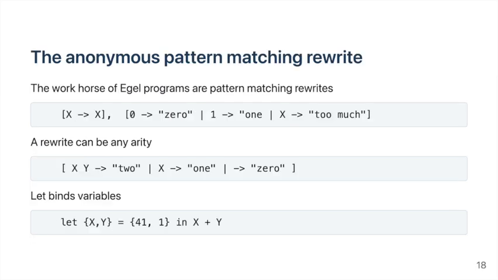The workhorse of the Egel language is the anonymous pattern matching rewrite. Variables are always in uppercase to discriminate them from constants. You can either bind variables or match against constants in a pattern. The pattern matching rewrite may consist of multiple alternatives, in which case they are matched in order. Different from other functional languages, a pattern matching rewrite in Egel can be a mix of any arity. Let is just another form of syntactic sugar of such a rewrite.